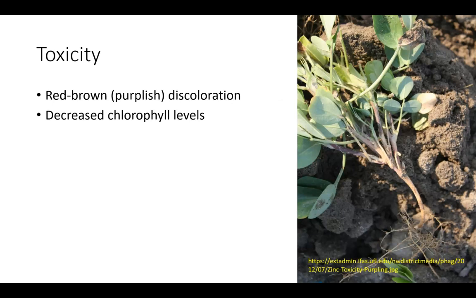Toxicity. Toxicity of zinc is interesting. This is peanut. The stem has a reddish brown or a purplish discoloration to it. You can see the leaves are not quite as green as they should be, which is a decreased chlorophyll level. Remember, the decreased chlorophyll level could be due to a nitrogen deficiency or an iron deficiency. The reddish-brown discoloration sometimes shows up with a phosphorus deficiency. In here, we talked about phosphorus and iron all being related to zinc. This becomes important if you have a toxicity like this. What you need to do is look at concentration in plant tissue in order to determine what really caused that.